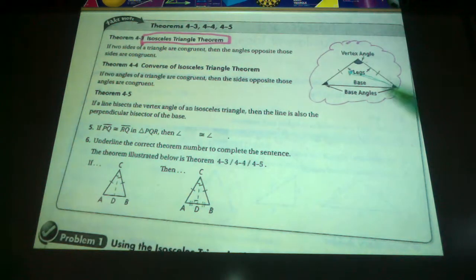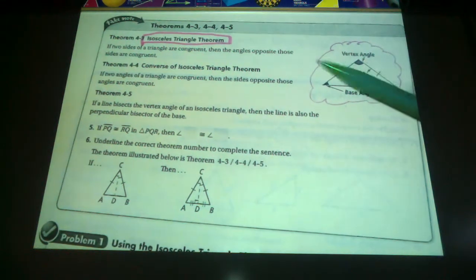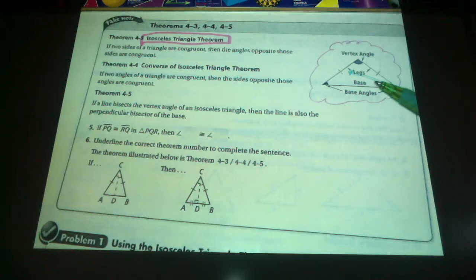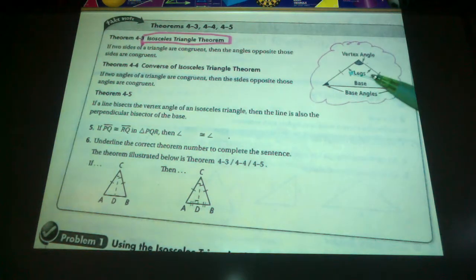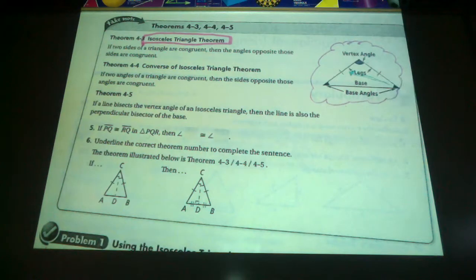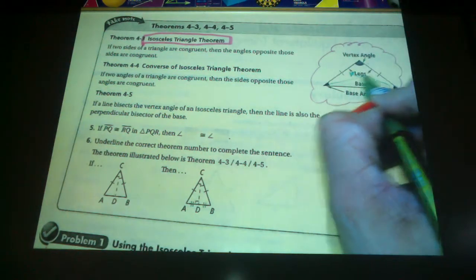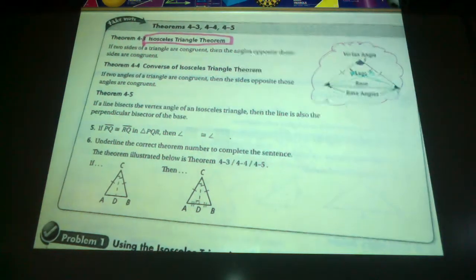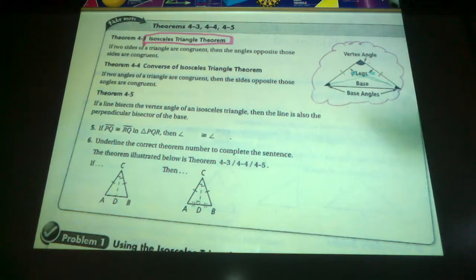Some of you are going to have trouble identifying the opposite side. So here's my angle. The two sides that create that angle cannot be the side opposite. It has to be the one side that's not even touching that angle. And so this angle is directly across from that side there. And so that's the side opposite. That's why those angles are congruent.